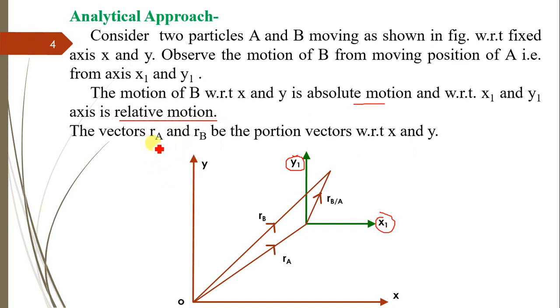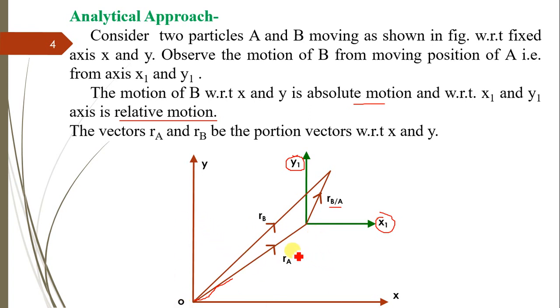Therefore the vectors Ra and Rb are the position vectors with respect to x and y. So here this is the vector Ra and this will be the vector Rb. This vector is called the relative vector B to A, or we can say B with respect to A, and this vector is drawn with respect to the moving axes x1 and y1, and these vectors Ra and Rb are drawn with reference to the fixed axes.